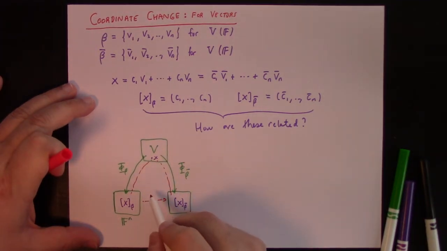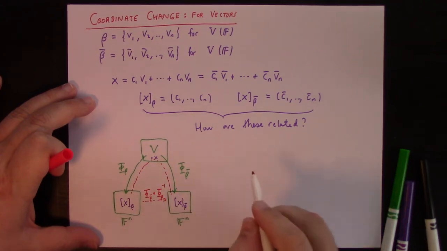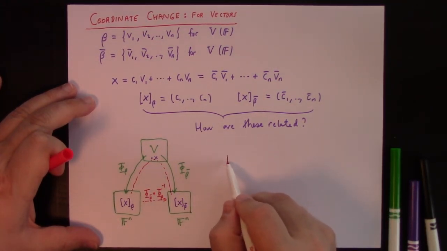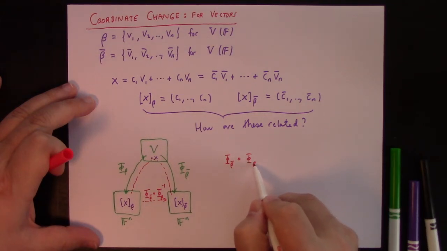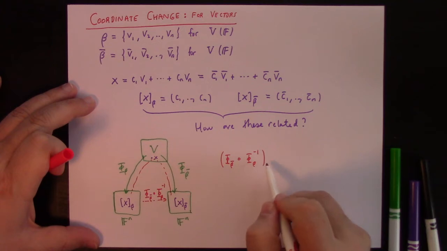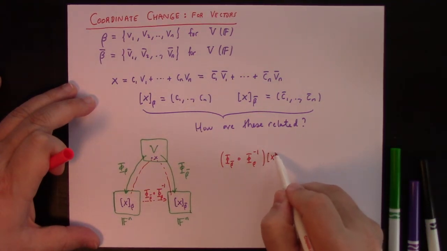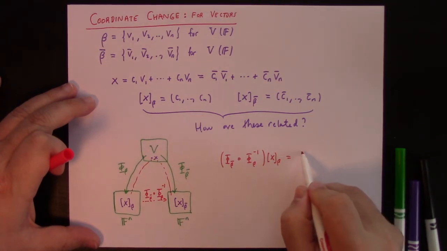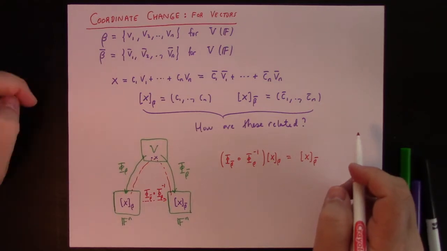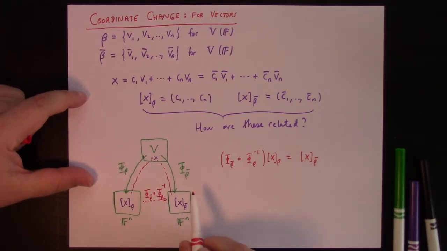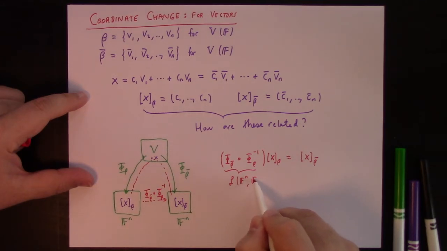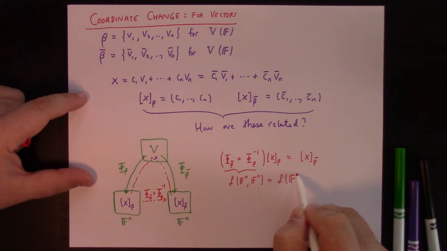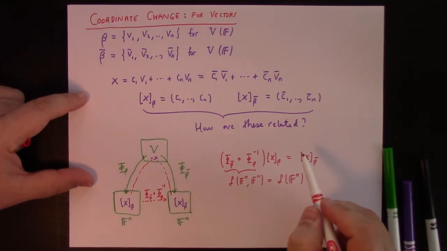So what is that path? That path is phi beta bar composed with phi beta inverse. Last comes first, remember, for composites. And so there you have it. If we let phi beta bar composed with phi beta inverse act on x beta, we will get x beta bar. And so, of course, this mapping is a linear transformation from Fn to Fn. The point is that we can write that in terms of its standard matrix.